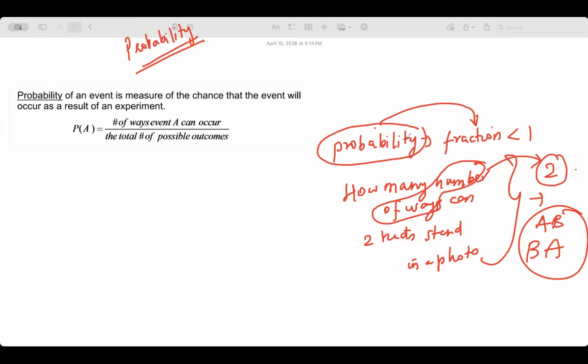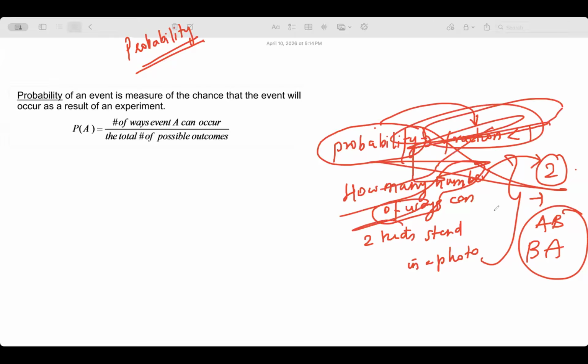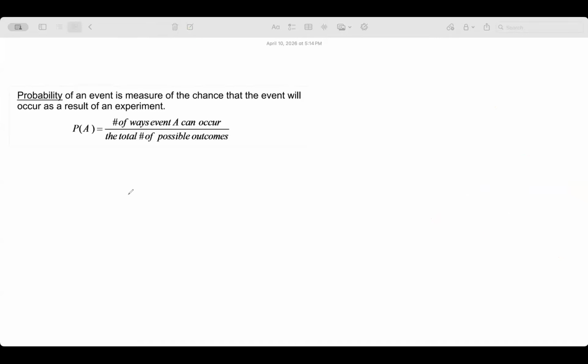Every time, even after discussing this, I see kids interchanging that. Probability means it has to be a fraction. Number of ways means it has to be a whole number. Can I move on? Okay. Now we'll get started with geometric probability.